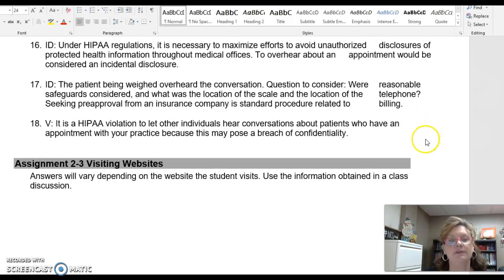Number 18, our last one, violation. We have a restaurant, where a waitress overhears an insurance biller talking to a friend, telling her about a famous actress. Of course, everybody knows this is going to be a violation. You need to be confidential. You don't talk to others about patients from the office.